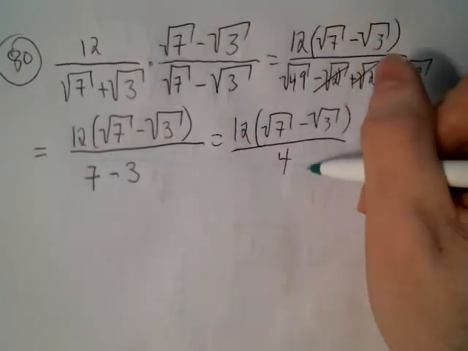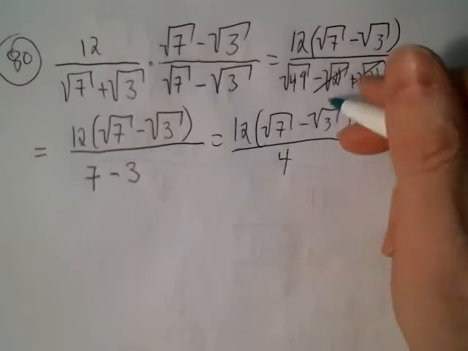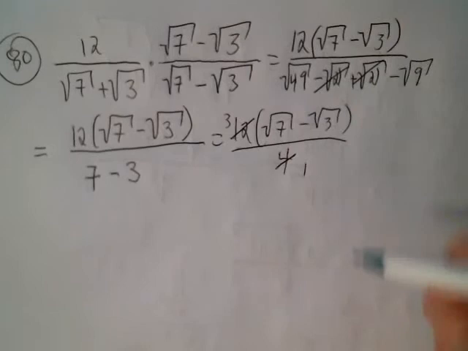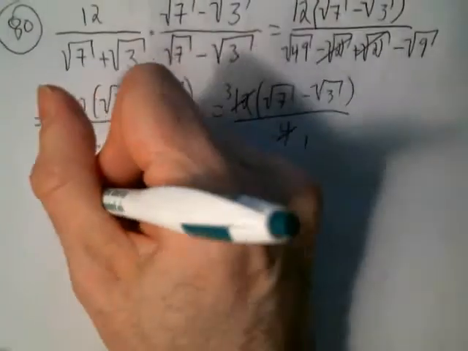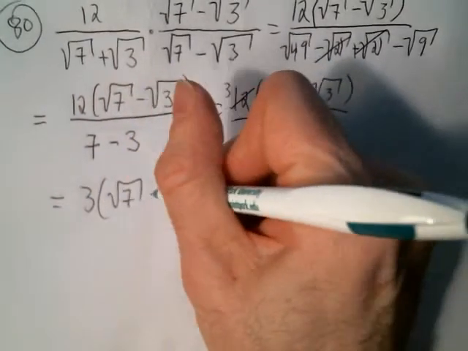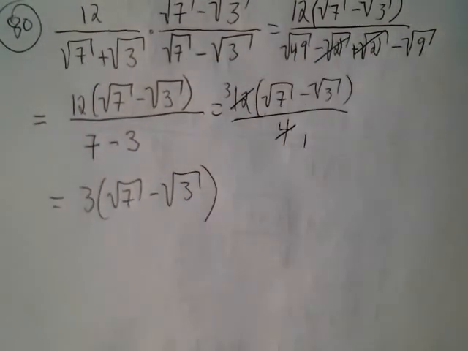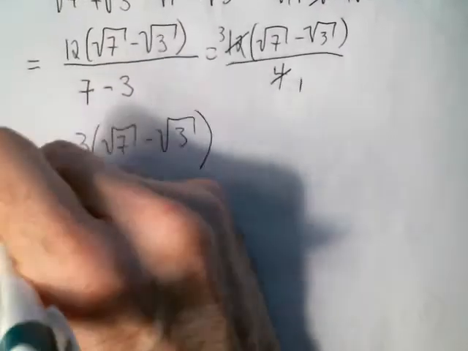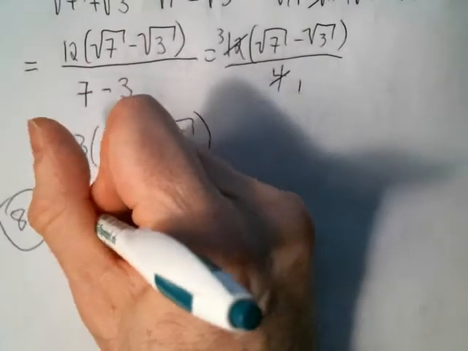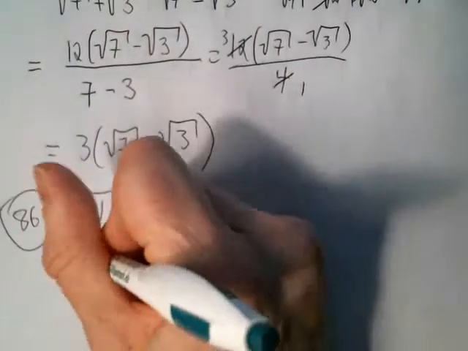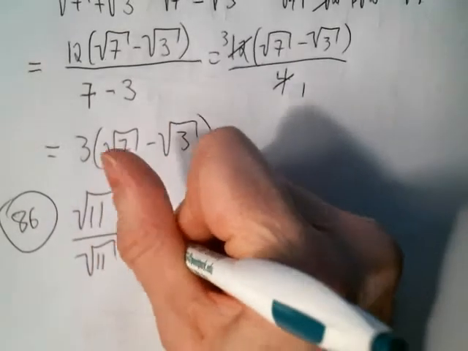Okay. Now we can simplify a little bit. It's already kind of factored. 12 over 4 is the same as 3 over 1. So we'll be left with 3 times radical 7 minus radical 3. And you can distribute that if you want. That answer, though, is fine for me. Let's look at one last one. We'll call it quits for the day. Radical 11 minus radical 5 all over radical 11 plus radical 5.